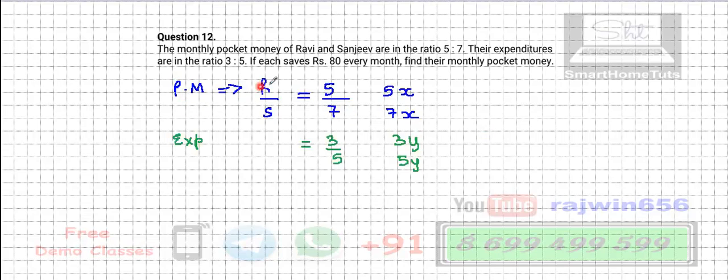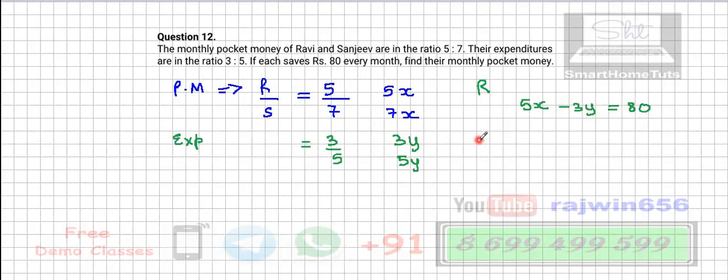Okay, now whatever is the pocket money, from that if I subtract expenditure, that is going to be how much money they are going to save. So if I subtract expenditure from pocket money, that will be the money saved. So for Ravi, this is going to be 5x minus 3y. This is equal to the amount saved, rupees 80.